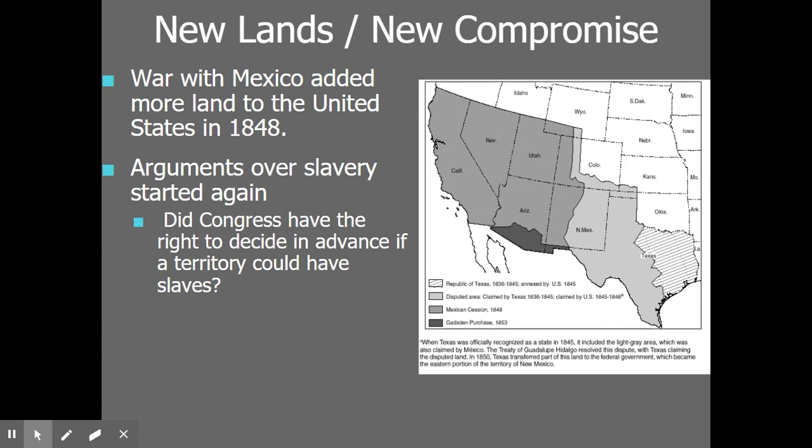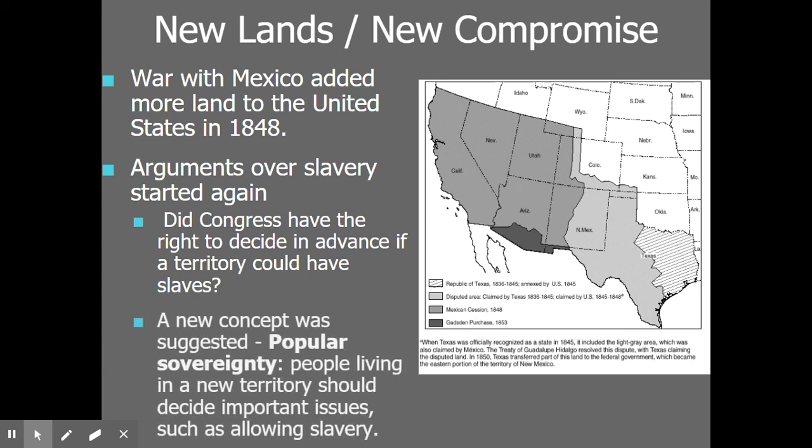And one of the big questions that people had was, wait a minute, how come Congress gets to decide if a territory is going to be slave or free? How can they just draw an arbitrary line like the Missouri Compromise line and decide whether or not states get to be free states or slave states in advance? Why can't the people decide for themselves? So this new concept is brought up, and it was called popular sovereignty.